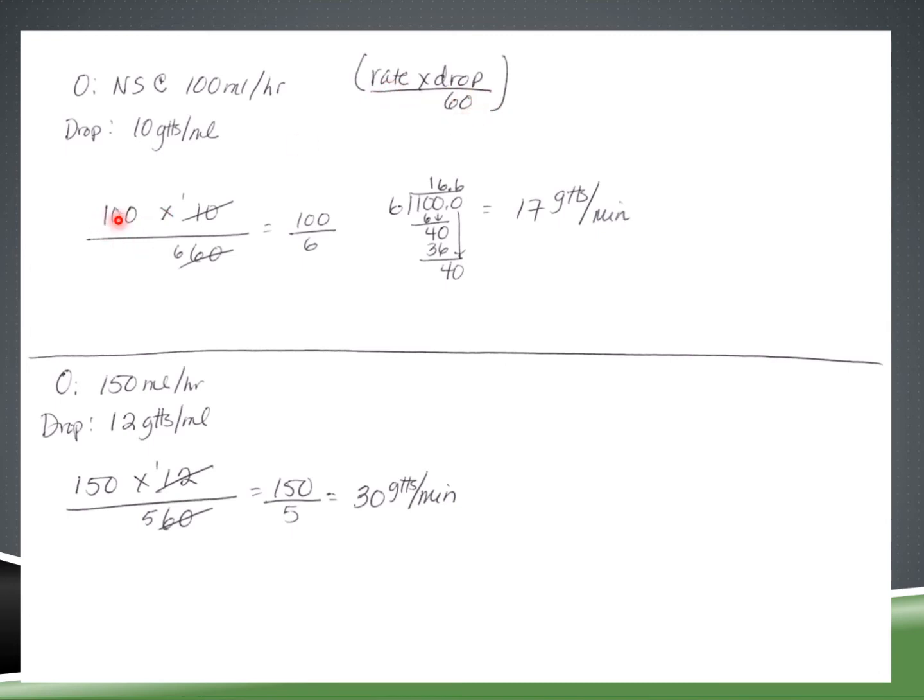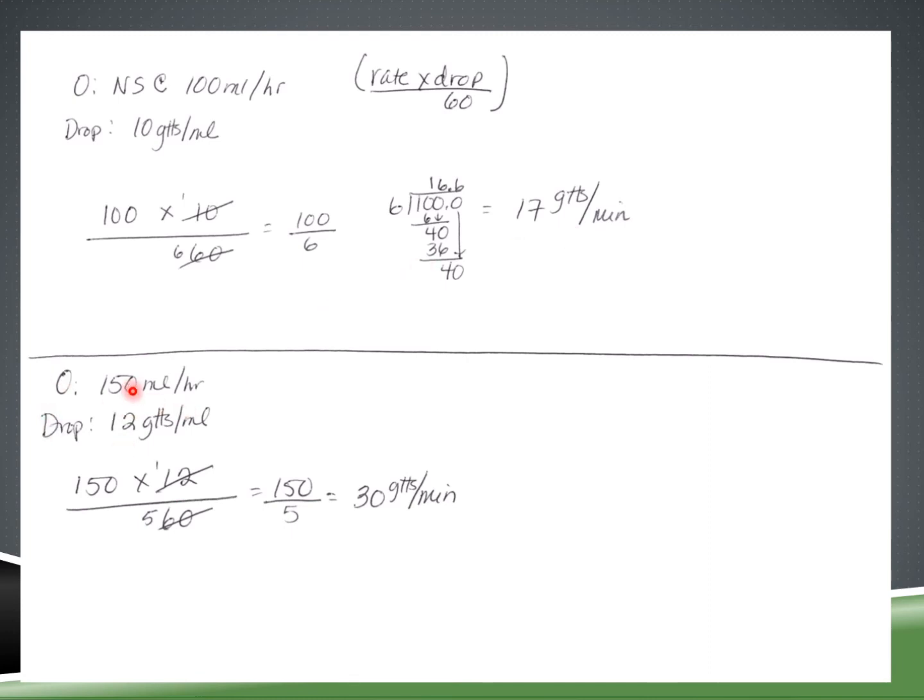Now, what you're going to do is set up the 100 times 10 over 60. That is reducible to 1 over 6. So you have 100 divided by 6. And if you do the math on that, you should wind up with 16.6, which should give you 17 drops per minute. So that's how many drops you're going to count. And hopefully, when you're trying to set that roller clamp, you're going to move that roller clamp up and down until you get it to drip at 17 drops in a minute. If you're successful, then it'll be going at 100 milliliters per hour, which is what the doctor ordered.